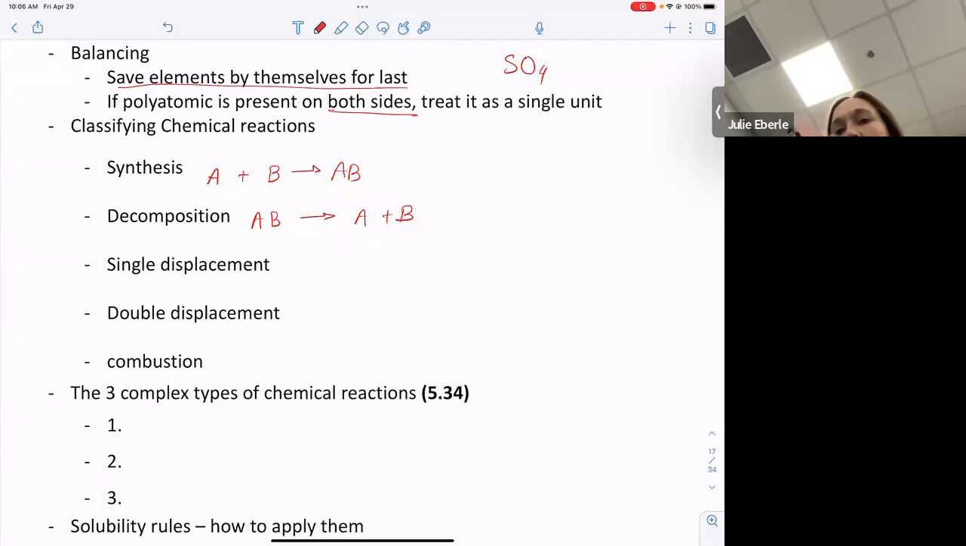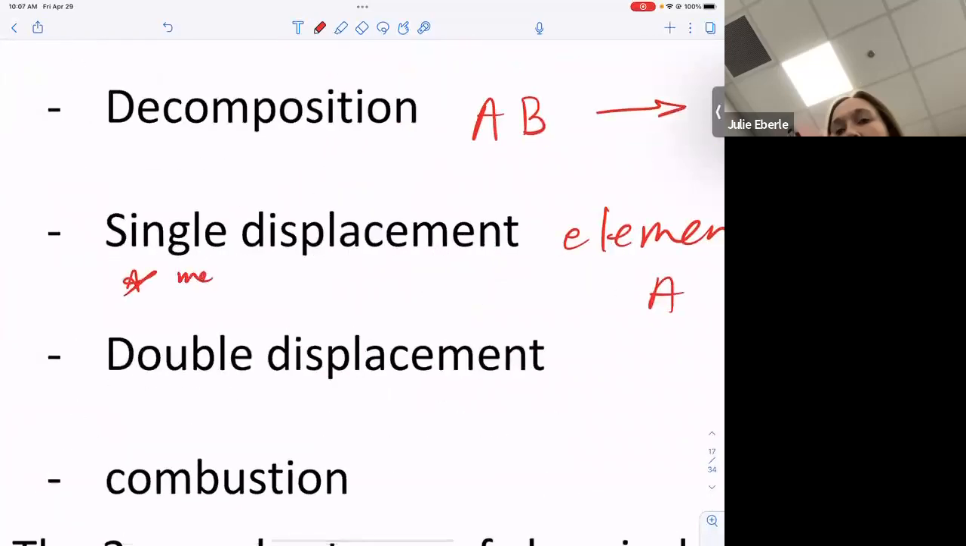Single displacement is usually you have an element plus a compound. Okay, it could be ionic or covalent. So, for example, that might look like this: A plus BC, where BC would be your compound. In displacement, A is going to displace something in BC. Now, it depends what A is. If A is a metal, I'm going to make a note over here. Metals displace cations.